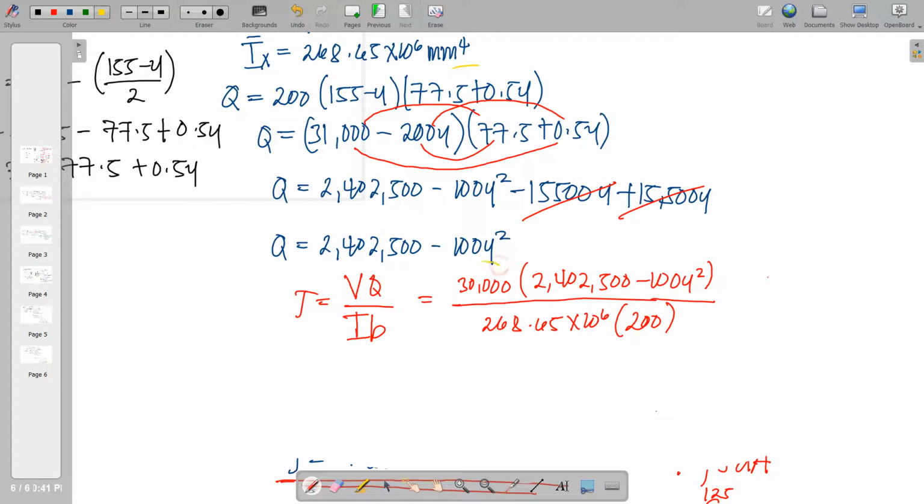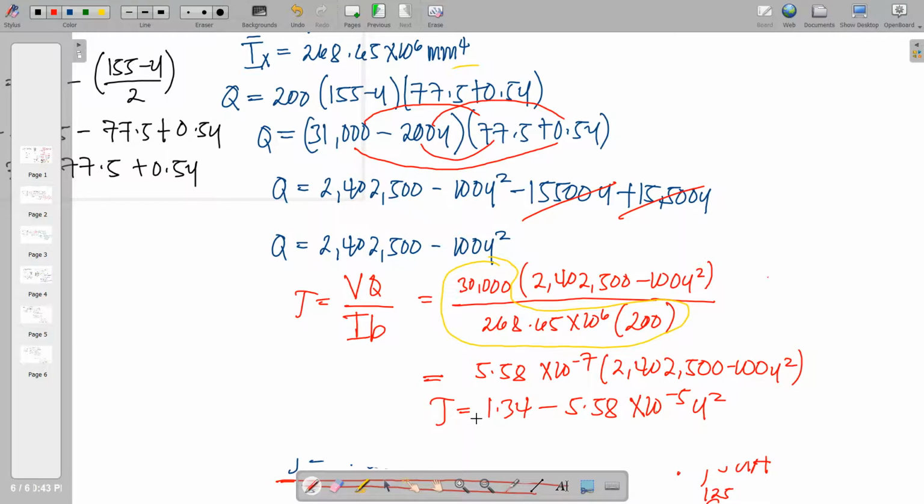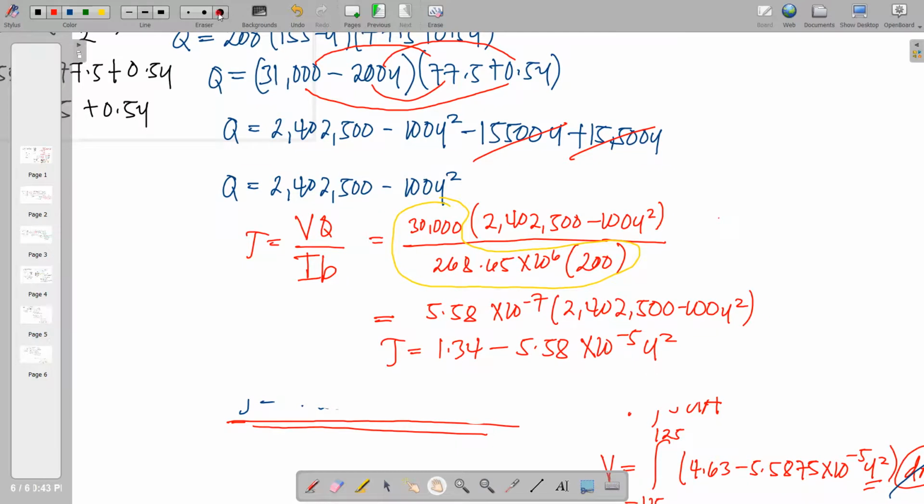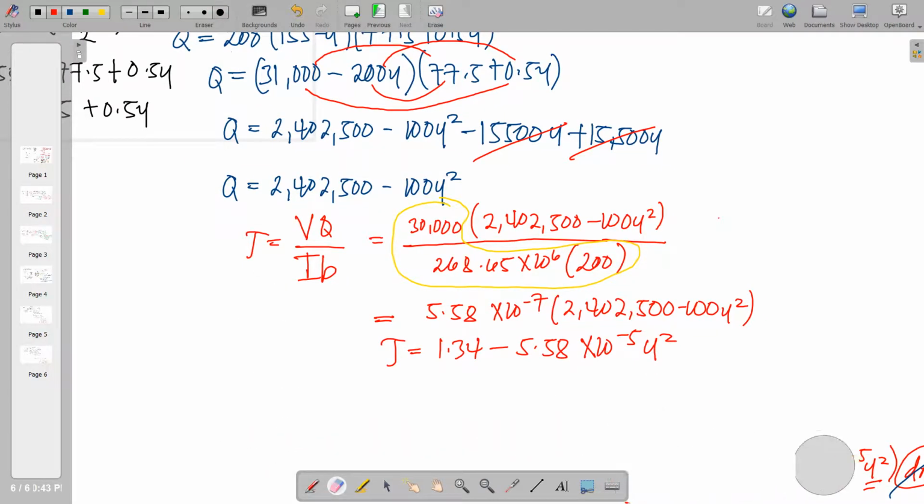Okay, so again, we combine the constant here and then distribute on the terms inside this function. So we have 5.58 times 10 raised to negative 7. So you just have to copy this one and then again distribute this. So tau will now be equal to 1.34 minus 5.58 times 10 raised to negative 5y squared.